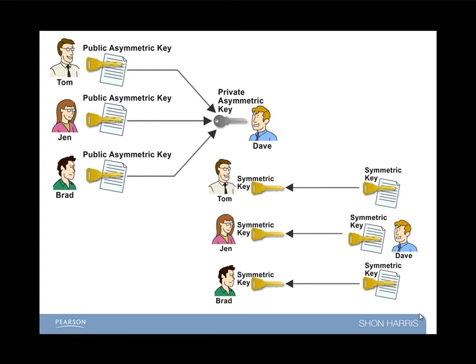So let's look through this. Tom, Jen, and Brad can all have my public key. Well, they all can have Dave's public key here. So Tom, Jen, and Brad can all have Dave's public key. And Dave is the one who has his private key. So that's where we get into scalability issues, which is controllable in asymmetric algorithms. In symmetric algorithm, Dave has to have a copy of each one of these people's symmetric keys. So if Dave wants to communicate through symmetric cryptography, he has to have a copy of Tom, Jen, and Brad's key.